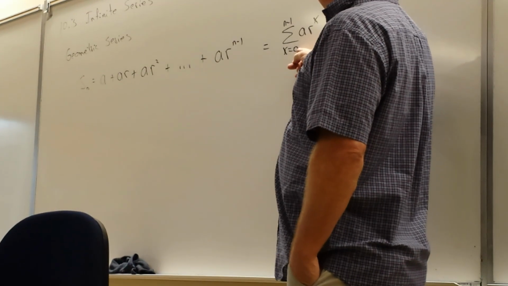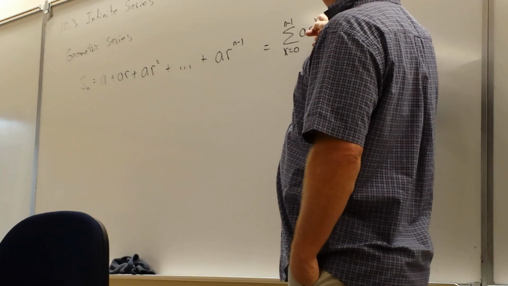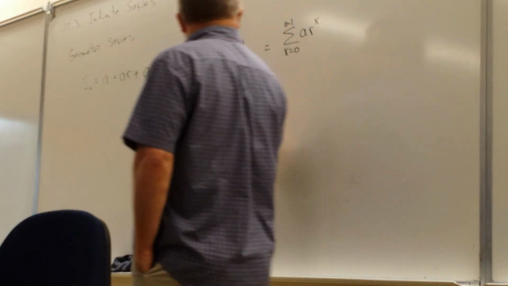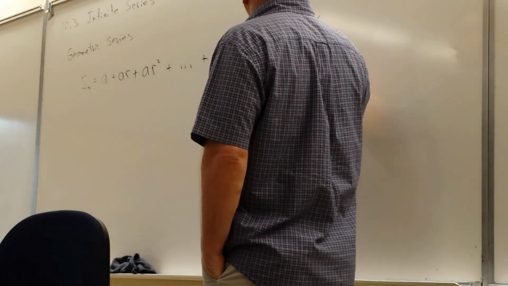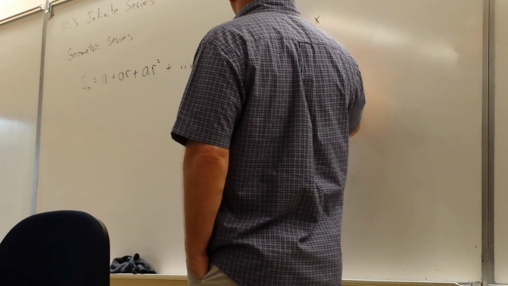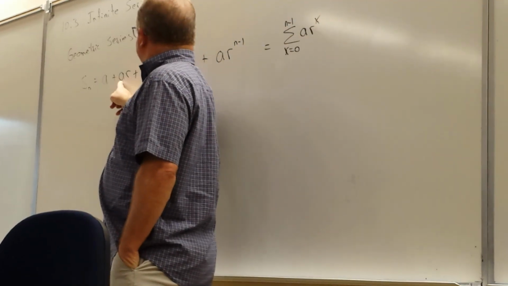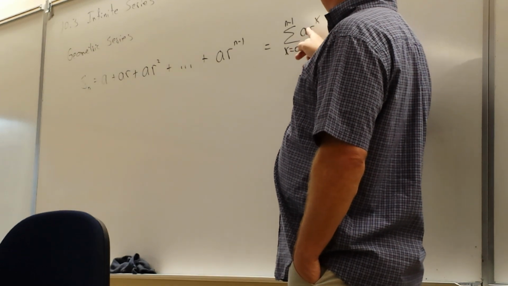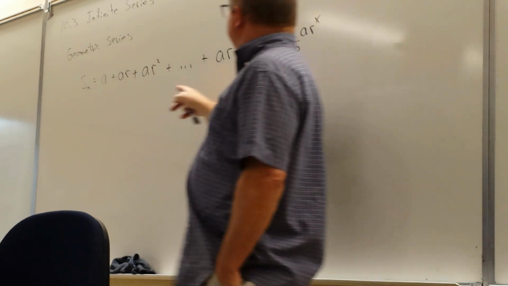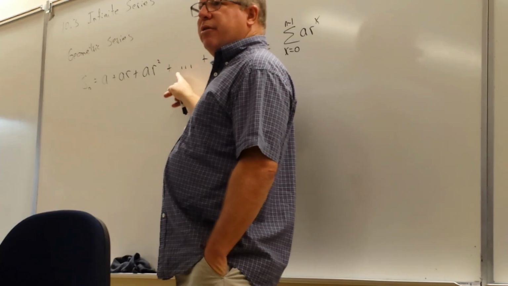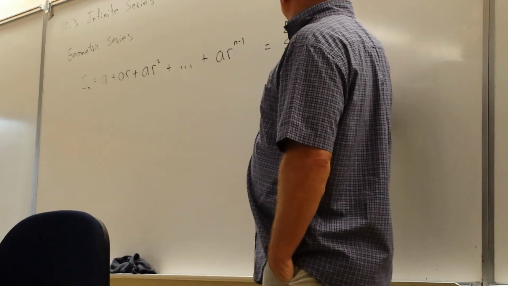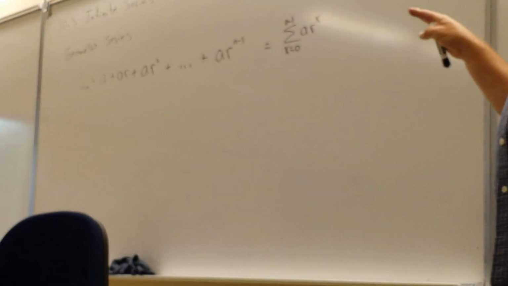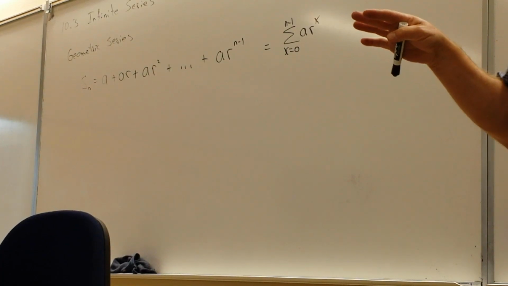So when k is 0, r raised to the 0 power is 1, and you get a. That's that. Next time around, k is 1. A times r to the 1 power is ar to the 1. That's this. Next time around, k is 2. A times r to the 2nd power. That's that. And it goes on and on and on until you get to the last one up here, n minus 1, which is here. You guys okay with this notation? Got what that all means?